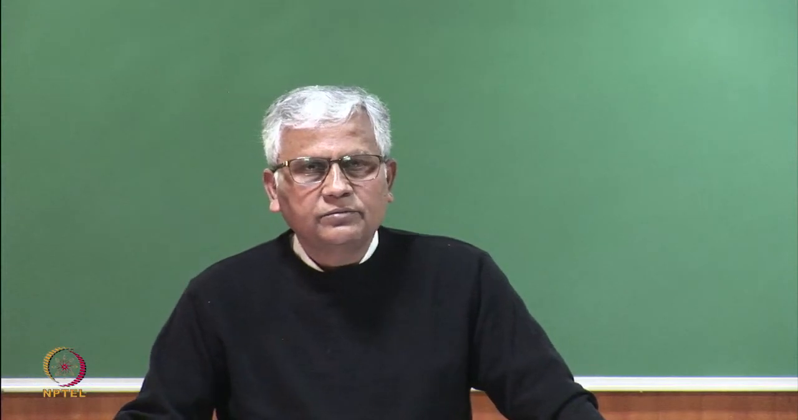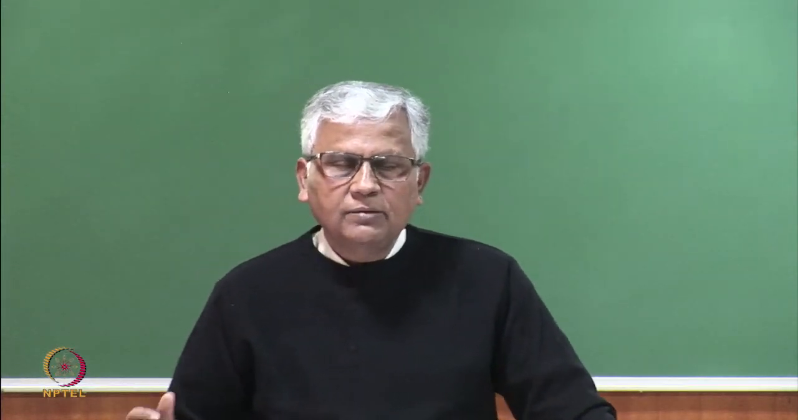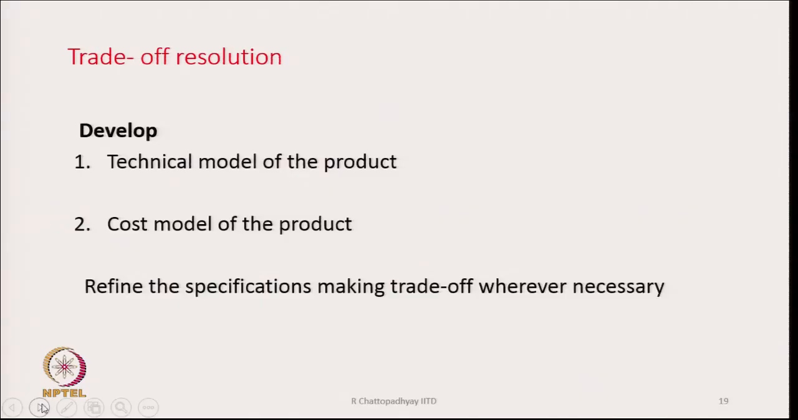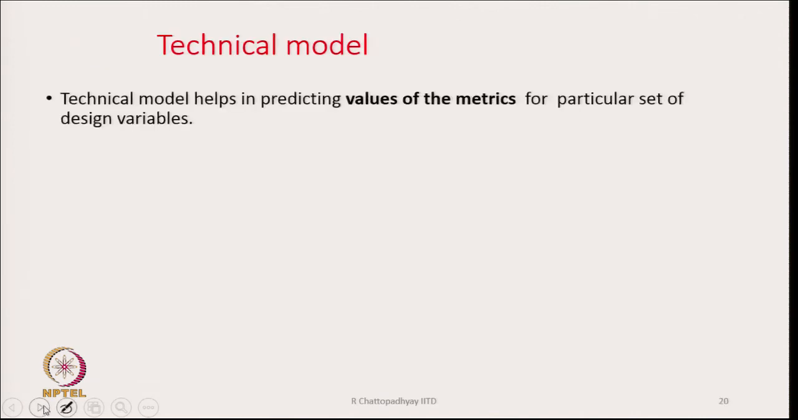So, here comes the model building. One is the technical model of the product. This technical model will explain what this is. The other is the cost model of the product. Now, the technical model of the product. The technical model helps in predicting the values of the metrics for a particular set of design variables.